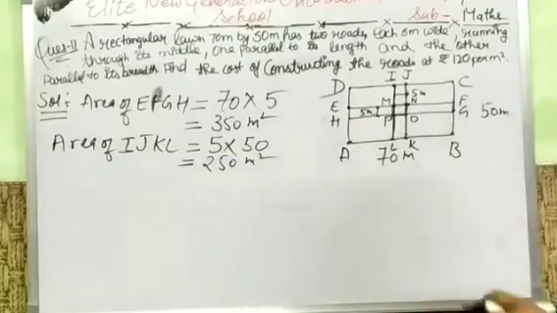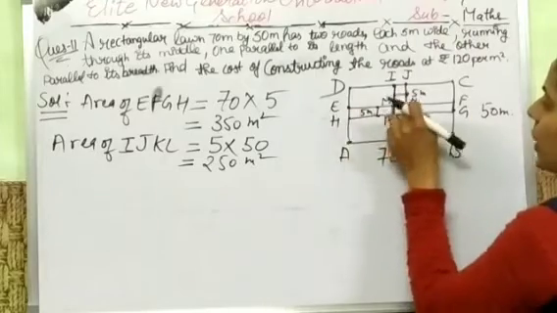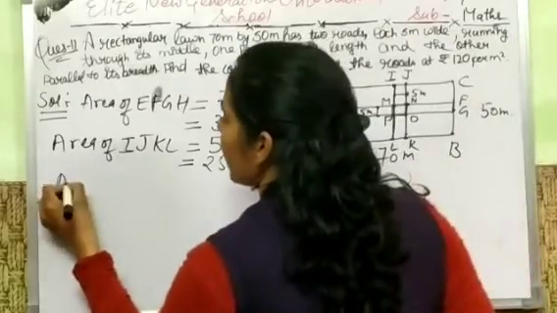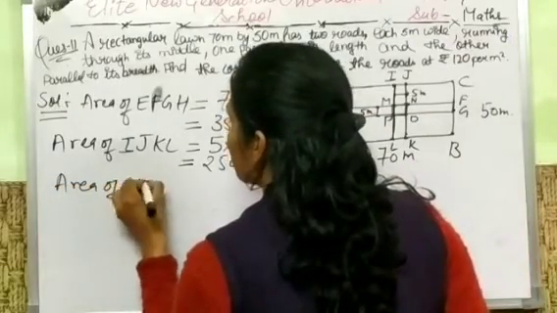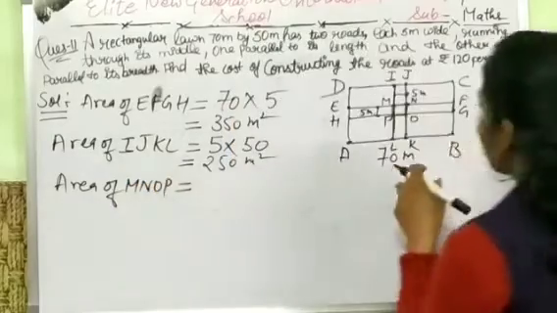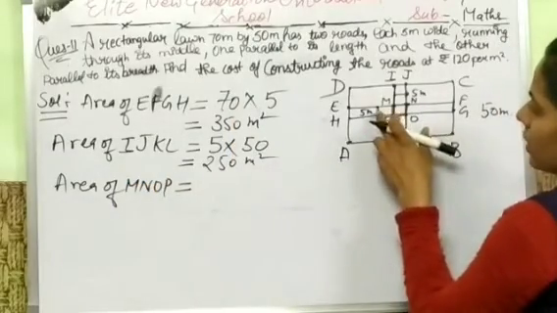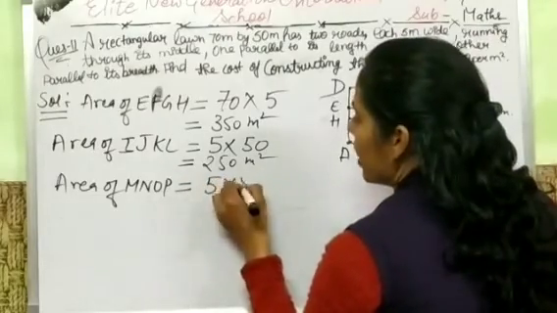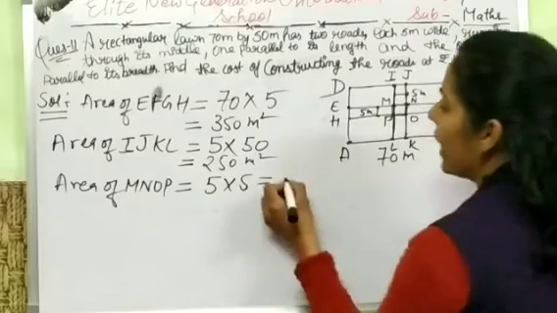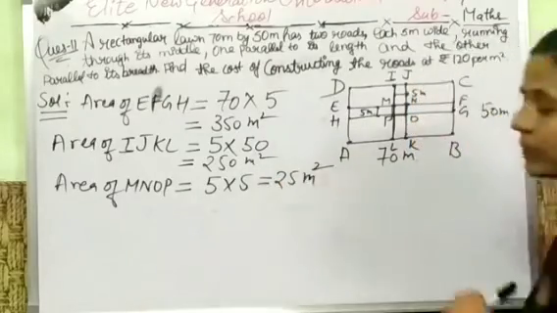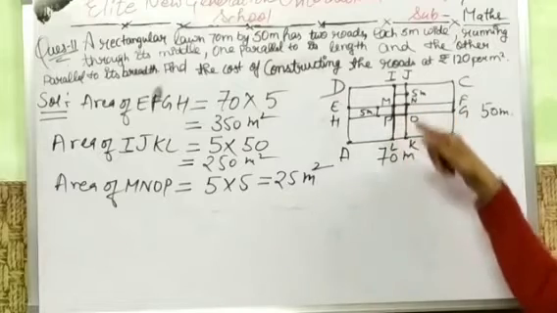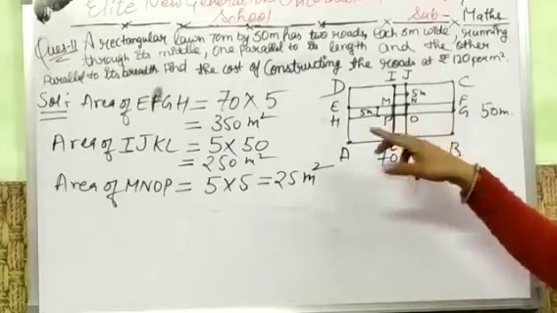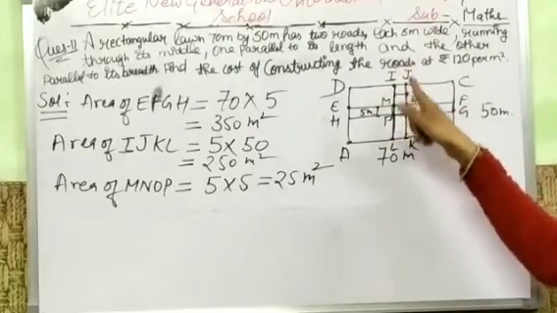But you can see in these roads, this part is common to both the roads. So first of all, we have to find the area of this common part, which is MNOP. Because this is in the shape of a square with length 5 meter and width 5 meter, the area of MNOP is equal to 5 into 5, which is 25 meter square. Because this part is common to both roads, we have to subtract it from the area of these roads.